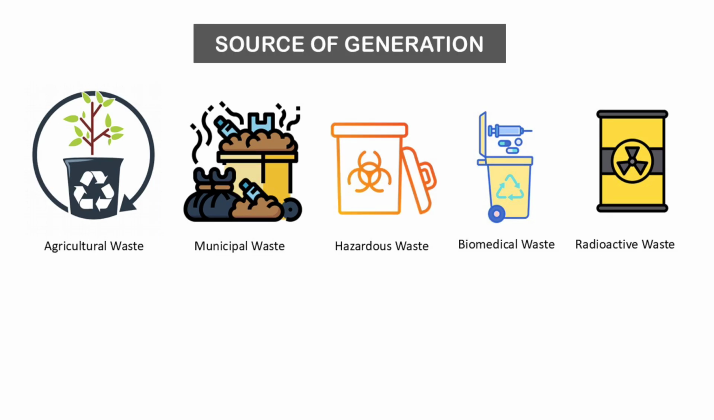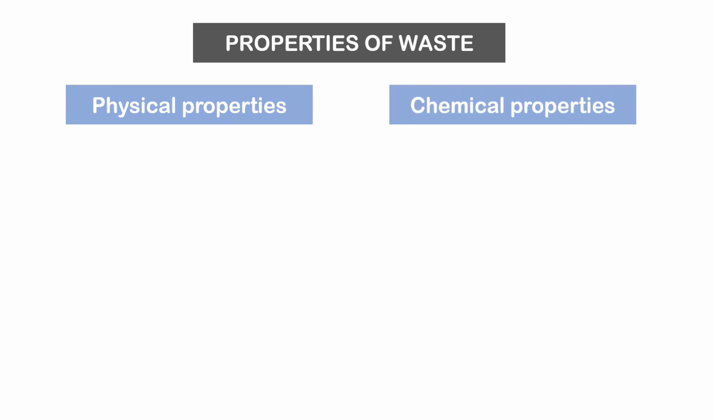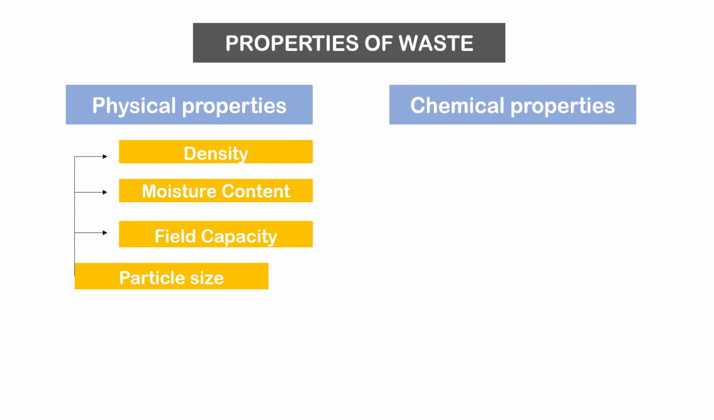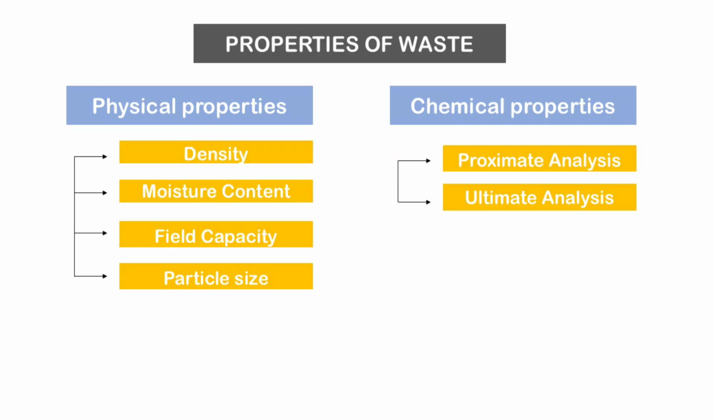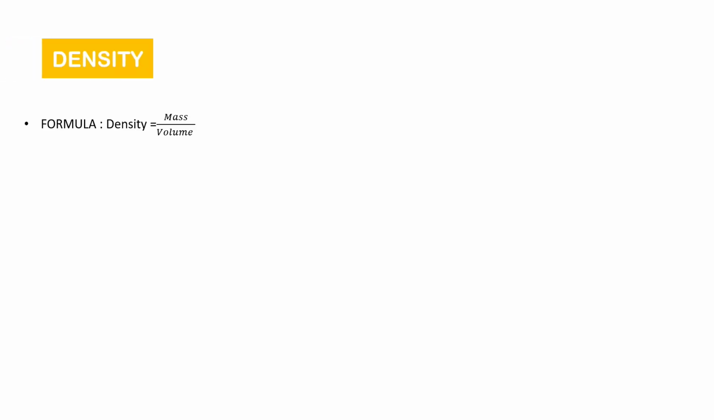For effective waste management, we look at two main things: physical properties like density, moisture content, field capacity, and particle size, as well as the chemical properties that include proximate analysis and ultimate analysis. So let's start with the first physical property: density. Density tells us how much mass fits in a volume, and hence its formula becomes mass divided by volume. It is expressed as kg per meter cube.